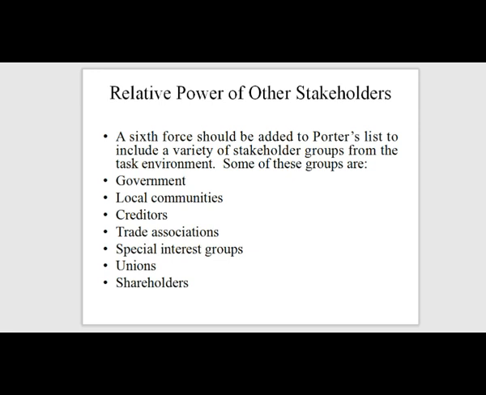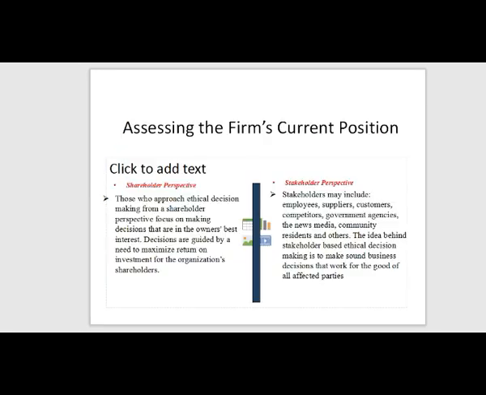Relative power of other stakeholders. A sixth force should be added to Porter's list to include a variety of stakeholder groups from the environment. Some of these groups are the government, local communities, creators, trade associations, special interest groups, unions, and shareholders. Assessing the firm's current position.